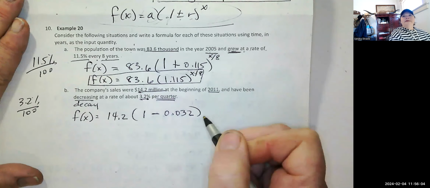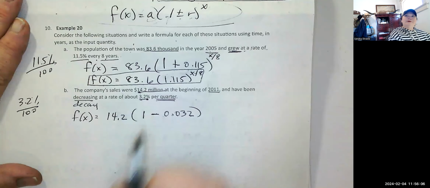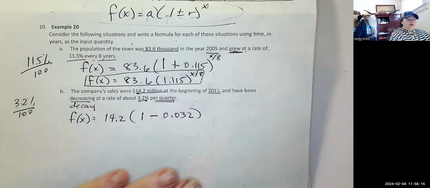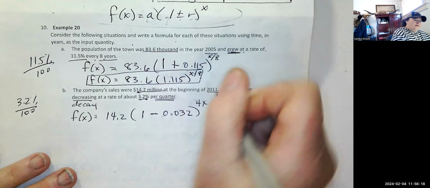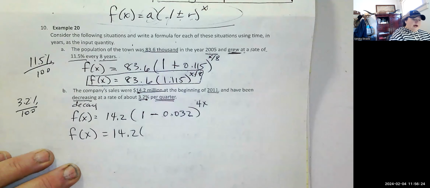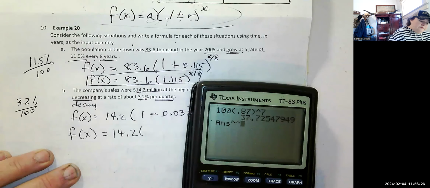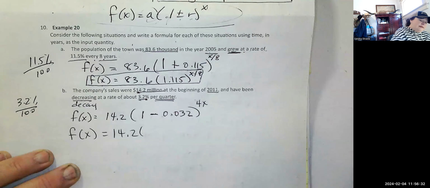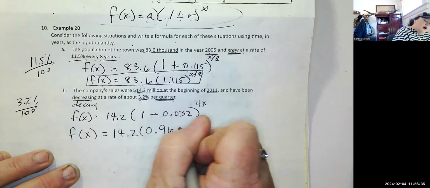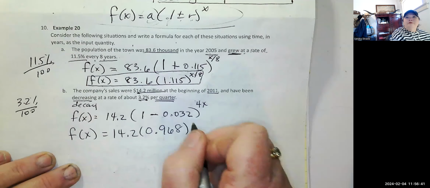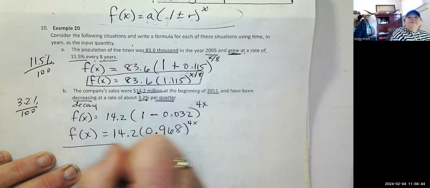All right. And then my exponent is per quarter. How many quarters are in 1 year? There are 4 quarters in 1 year, so it's 4x. Final answer for this one is f of x is equal to 14.2 times, let's clear this out, 1 minus 0.032 is 0.968. I'm going to write that whole thing in there. Do not round, please. That's not a big enough number to round. And then 4x for my exponent.